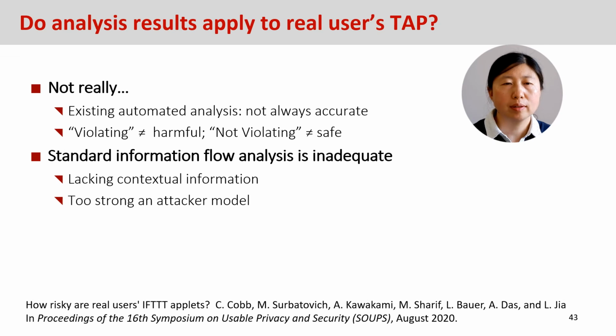Just to summarize, after further investigation using a user study, we realized that our automated analysis is not accurate enough. Further, violating isn't the same as being harmful, and users are more likely to pay attention if it's really harmful. The gap is that the standard information flow model is inadequate because we lack important contextual information. We're also using a single, already strong attacker model here.